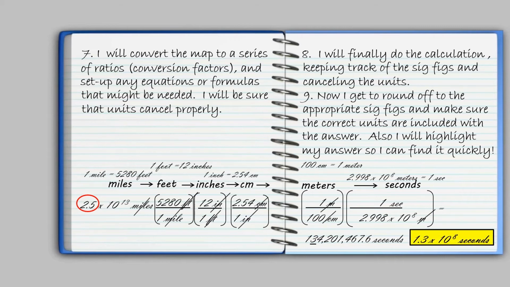One last thing. In some way, we want to highlight, mark, or box the answer so anyone looking at our work, including ourselves, can quickly find the answer.